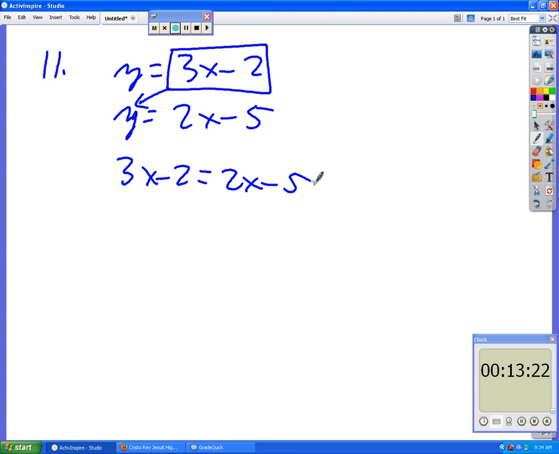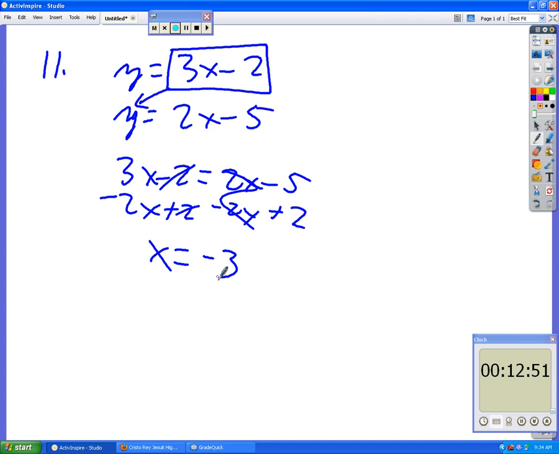Constants on the right. I'm going to move the letters to the left, right? So what do I have to move? The 2x. Minus 2x, minus 2x. They cancel. If the x's are here, I have to move what? The number 2. Plus 2, plus 2. 3x minus 2x is x. And negative 5 plus 2 is negative 3. I have an answer. And now, if x is negative 3, instead of x, I put negative 3.